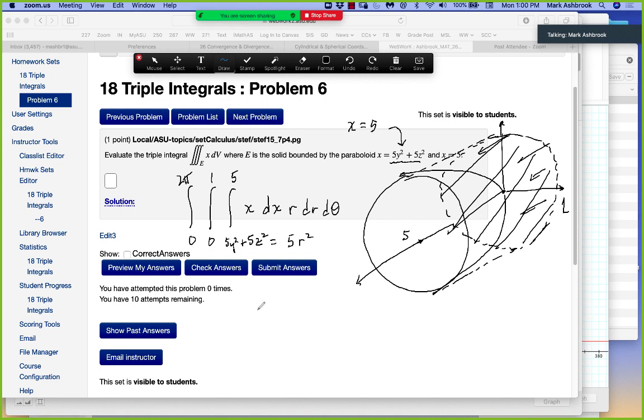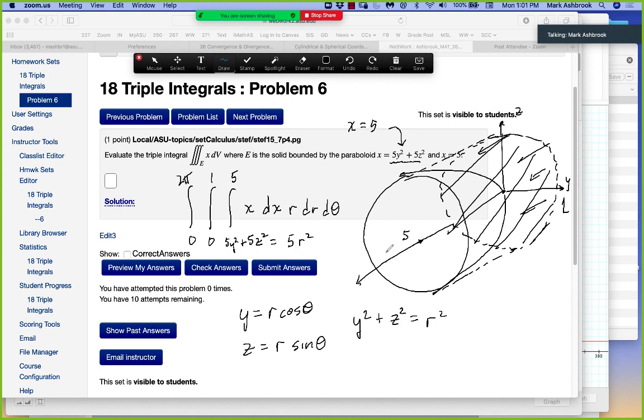And then this will be 5r squared, right? Because now we're in polar coordinates in the yz plane. So y equals r cosine theta, and z equals r sine theta, and y squared plus z squared equals r squared. And that's what I'm using right here.